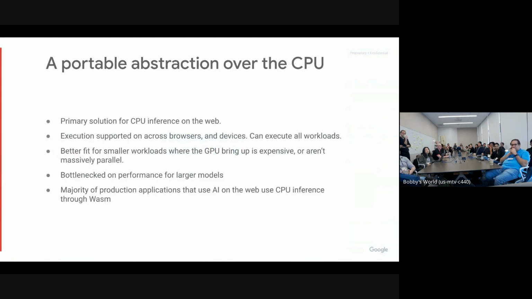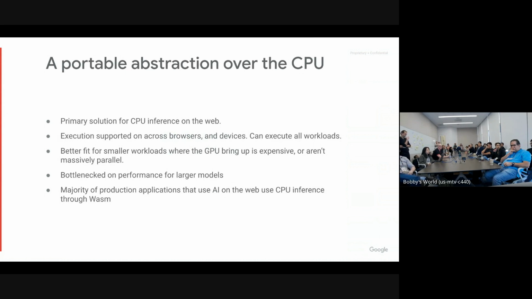There is WebAssembly. WebAssembly is a portable abstraction over the CPU. Probably most of you know this. Execution is supported across browsers and devices. It can execute basically anything that you can compile to Wasm, which is basically anything. It's a better fit for smaller workloads where CPU bring up is expensive, or a workload that isn't massively parallelizable. And for a very large model, this can be a bottleneck. But today, most production applications that use AI on the web use CPU inference, partly because WebGPU hasn't been widely deployed, and partly because CPUs are a very reliable target. Every computer has a CPU that you can utilize.